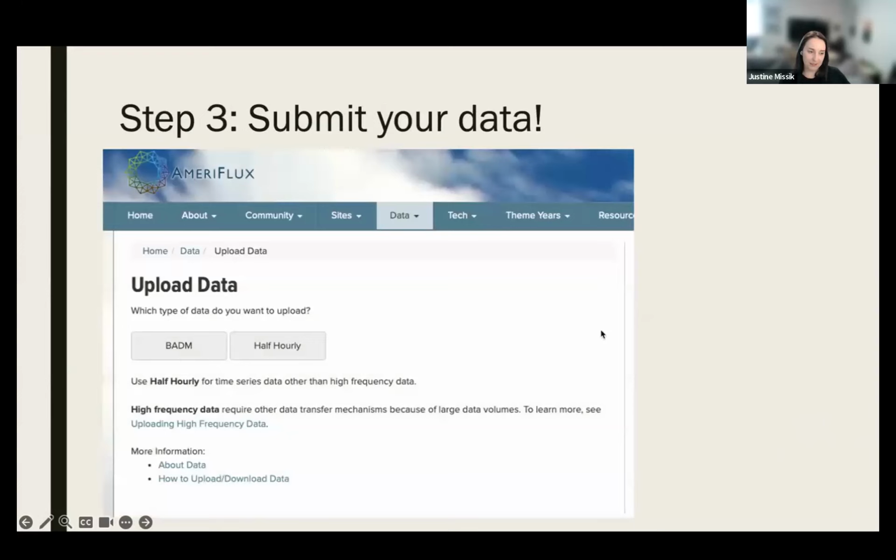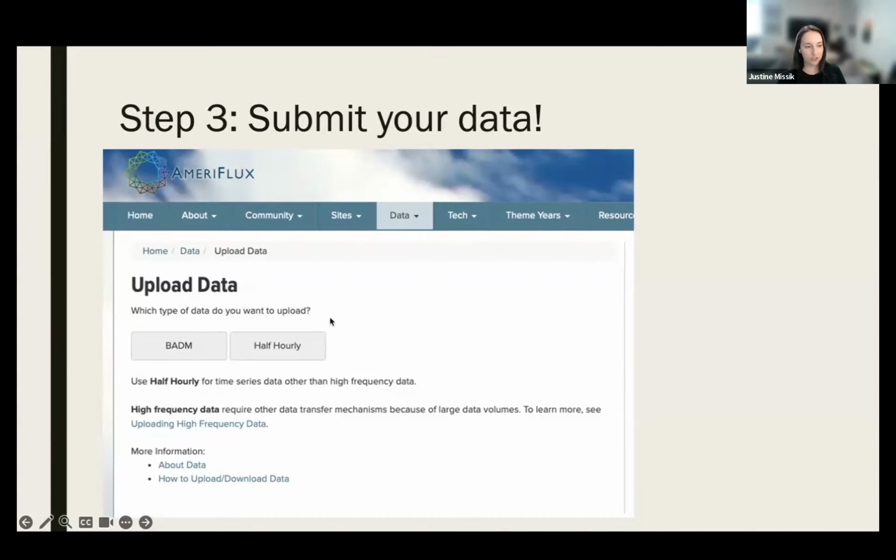Okay, so once you have all of your information organized and you have your flux data processed, then you can go to the step of actually submitting your data. And this is also pretty easy. If you go to the AmeriFlux website, under their data section, there's the option where you upload data.